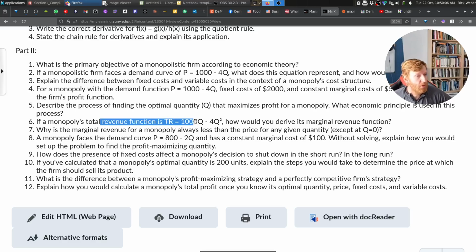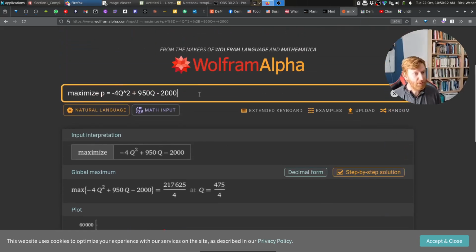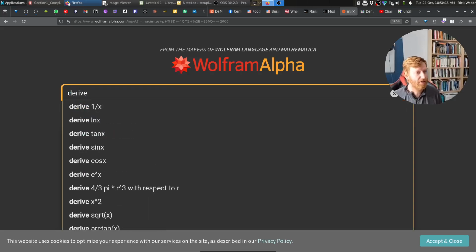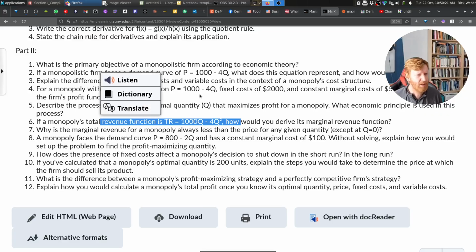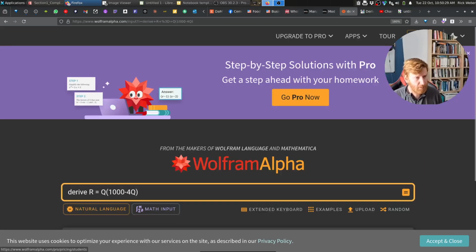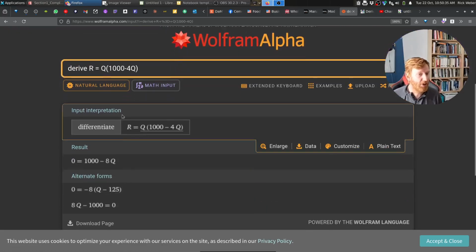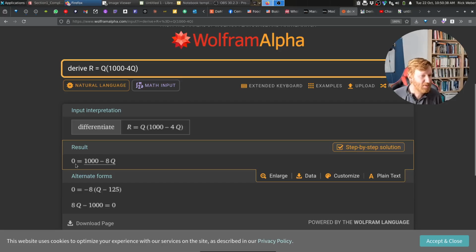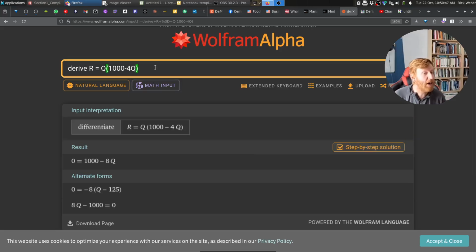Okay, so we were looking at this profit function that we had put together like this. Let's go ahead and say derive revenue equals Q times (1000 minus 4Q), which is the same as 1000Q minus 4Q squared. So this is price times quantity. We'll get Wolfram to do the derivative for us, and we get 1000 minus 8Q. It's interpreting R as a variable, but it's still doing the right thing. All right, that derivative is fine.